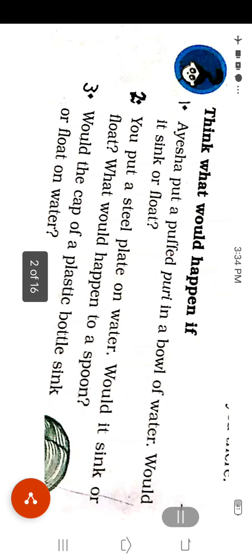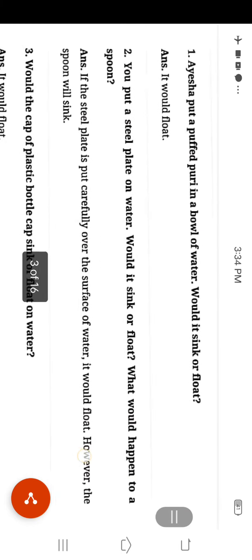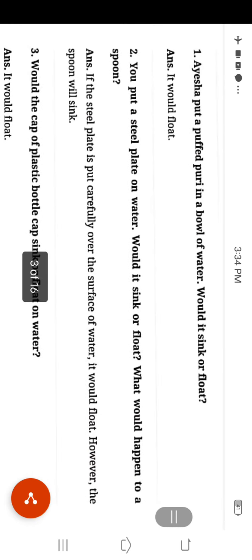So let's do some question and answer. Think what would happen if. So here three questions are there, and I will make you understand all the three questions and answers here. Aisha put a puffed puri in a bowl of water. Would it sink or float? So the answer is it would float.